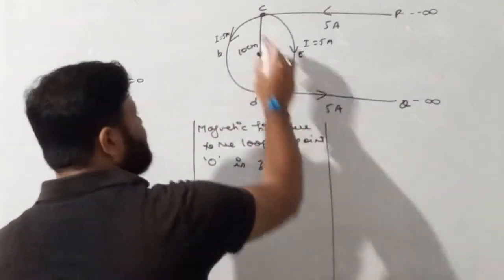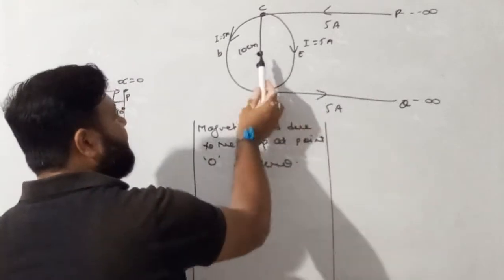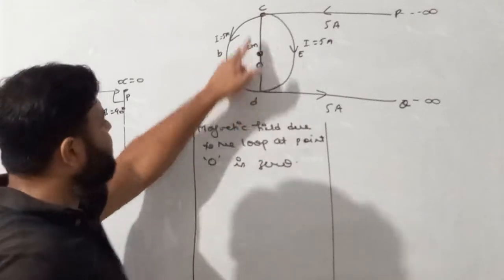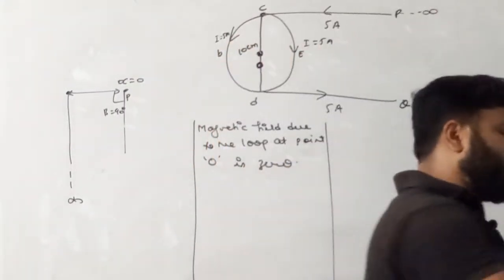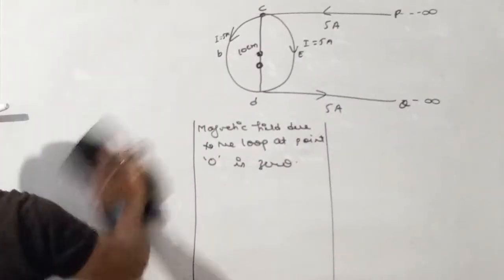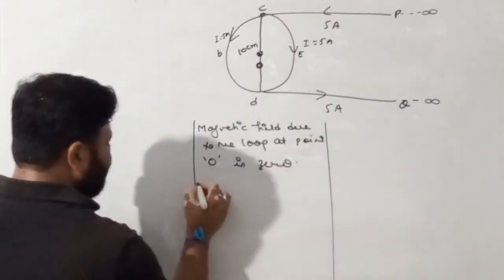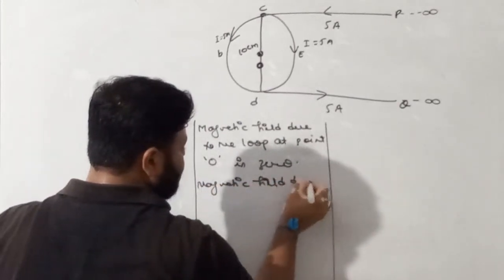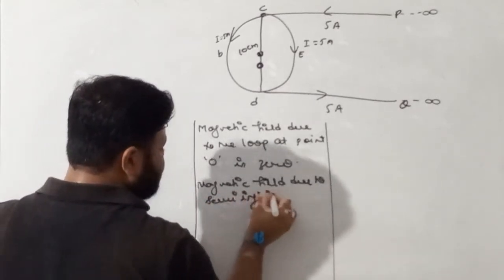So this wire is nothing but a semi-infinite wire, and this wire is also a semi-infinite wire, because we want to find the magnetic field at one end of the wire at point O, and the other end tends to infinity. So, magnetic field due to a semi-infinite wire, I hope you all remember the formula.